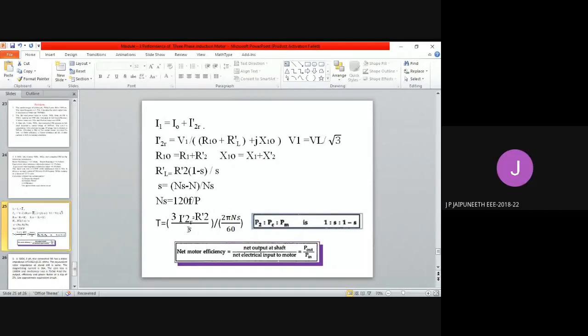Sir, can you repeat the formula? We are seeing on the phone, so it is not big. P2 is equal to the product of torque into omega s, the angular velocity. So we have to find torque. T is equal to P2 divided by omega s.